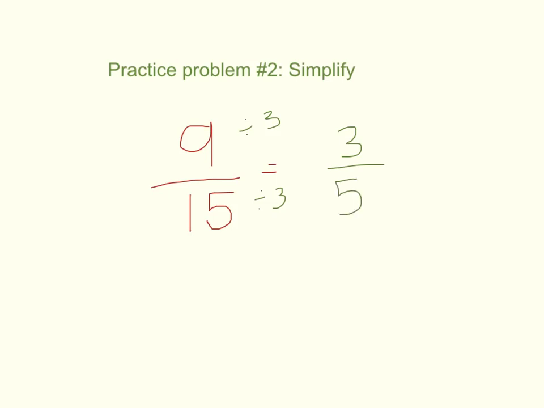I'm going to double check and just make sure this is the most reduced fraction that I can make. But as I look here, there's no other number besides 1 that can go into 3 or 5. So I know that 3/5 is going to be the simplest form.